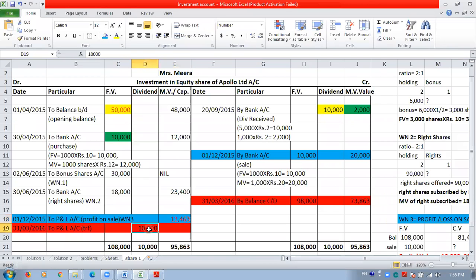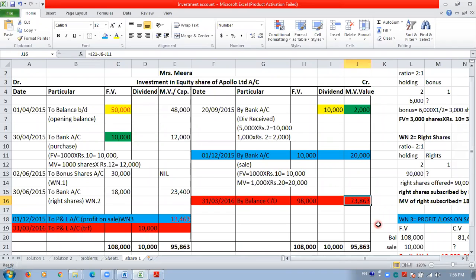Then we close this market value column. Simply we total this debit side, and the total is 95,863, and we simply deduct this 2,000 and 20,000. So 20,000 we deducted and the left balance, 73,863, is your carried down balance of market value or capital value column. So here we finished with this problem.